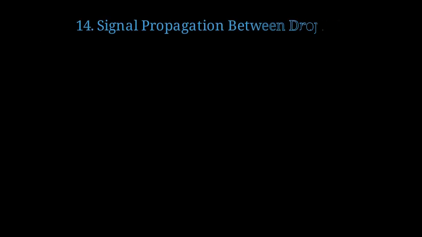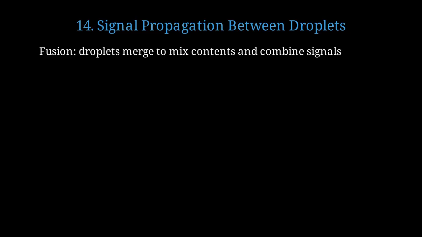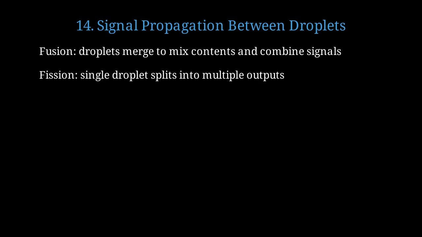How do droplets communicate to form computational networks? Droplet fusion allows 2 droplets to merge, mixing their chemical contents and combining computational signals. Droplet fission splits one droplet into multiple daughter droplets, distributing signals to parallel pathways.